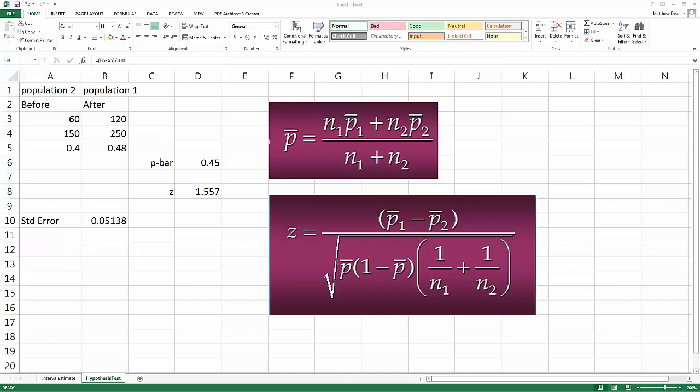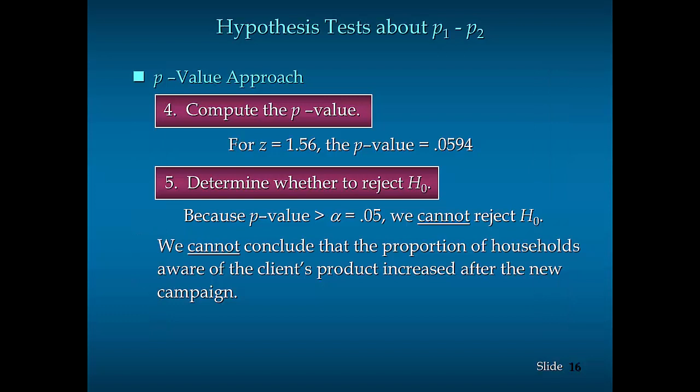Let's go back to step 4, compute the p-value. For z equals 1.56, the p-value is 0.0594. In step 5, we determine whether to reject the null hypothesis. Because the p-value is greater than alpha, we cannot reject. So we cannot conclude that the proportion of households where the client's product increased after the new campaign. We get a similar result to what we had before, but this time it's a one-tailed test. So it did not increase the awareness. Again, hopefully you didn't pay the consultant.